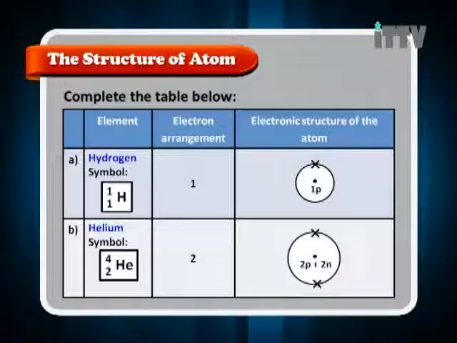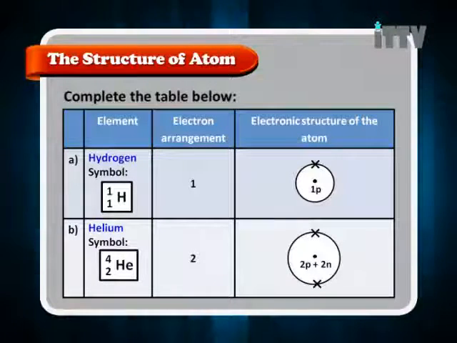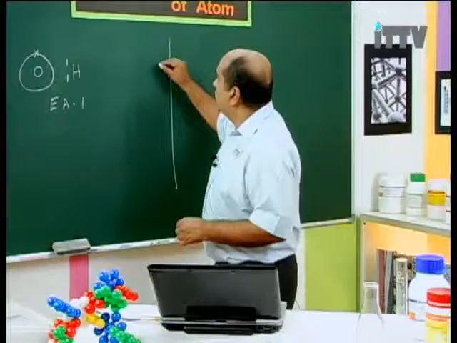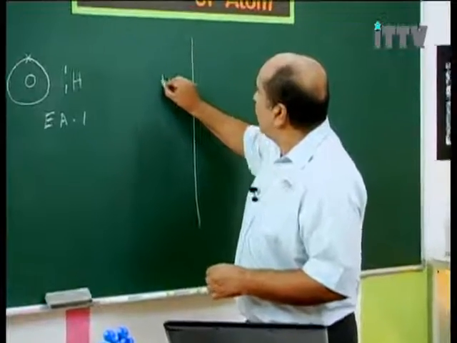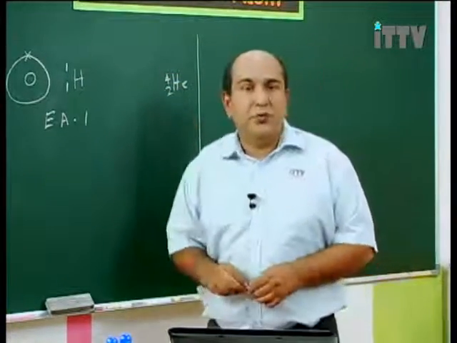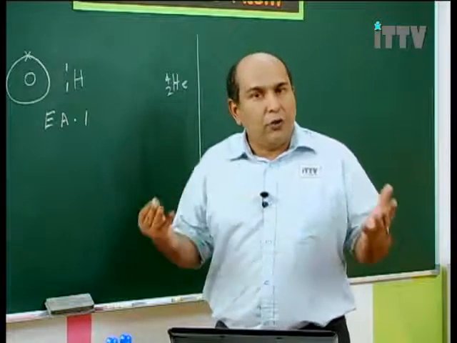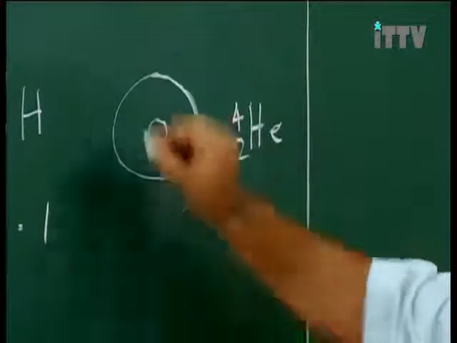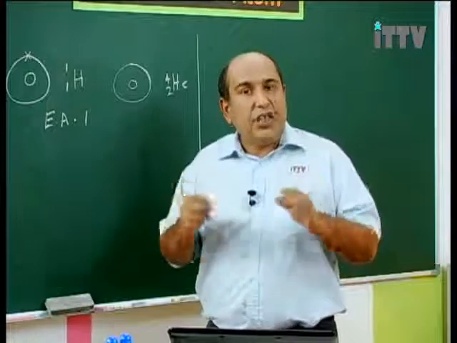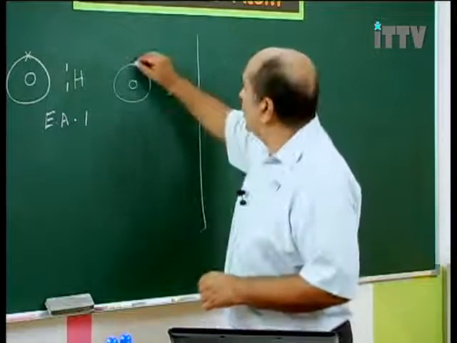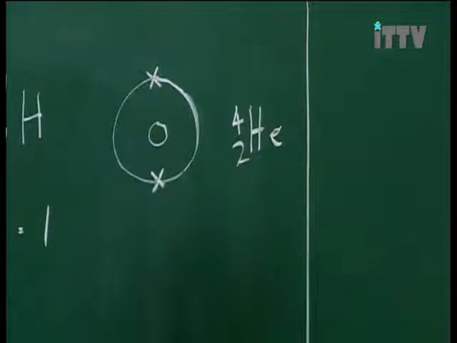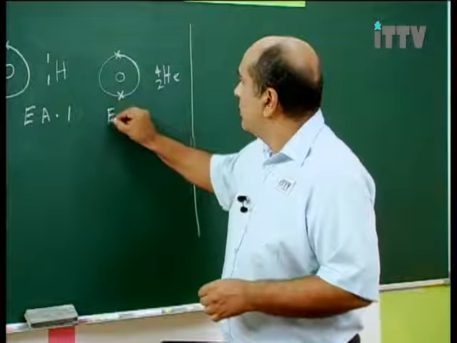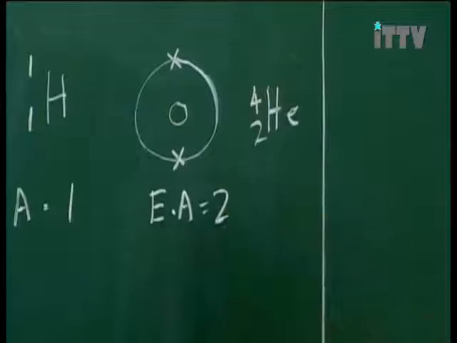Let's have a look at another one. Helium, symbol 4,2. So now we're looking at helium. It has 2 protons, which means 2 electrons. How do we draw this? Well, once again, we start with the nucleus and we draw in the first shell. We have 2 electrons. The first shell can take a maximum of 2. So we draw 1 electron in here and 1 electron in here. How do we write this electron arrangement? Just like that, 2.